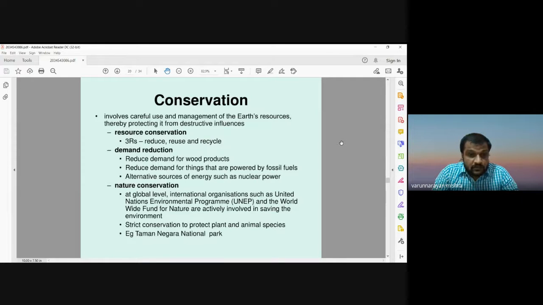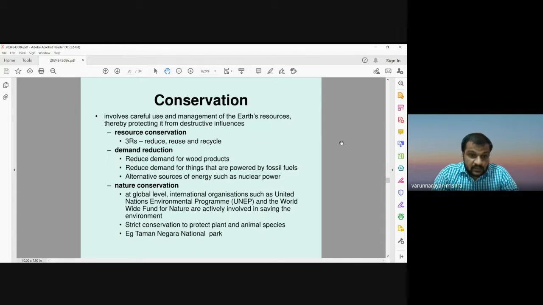For resource conservation, we need to use the 3 R's, that is reduce, reuse, and recycle. These 3 R's are very important for conservation practices, for the conservation of natural resources. We have to reduce the use of natural resources, then we have to use them many times, that is reuse them as much as possible. And recycling is very important for the conservation of natural resources.